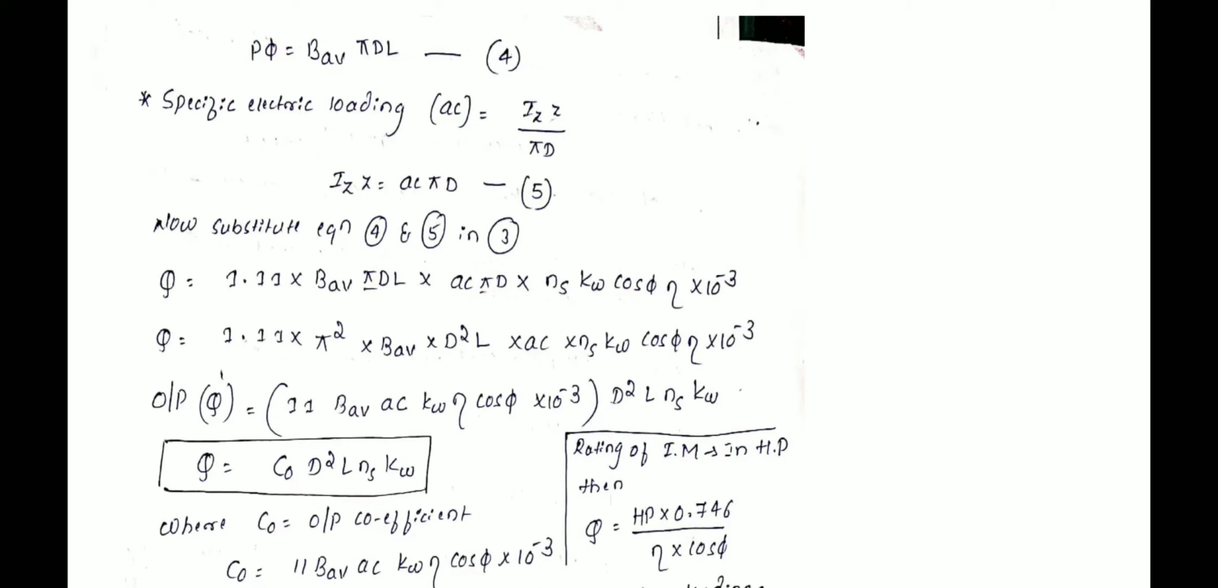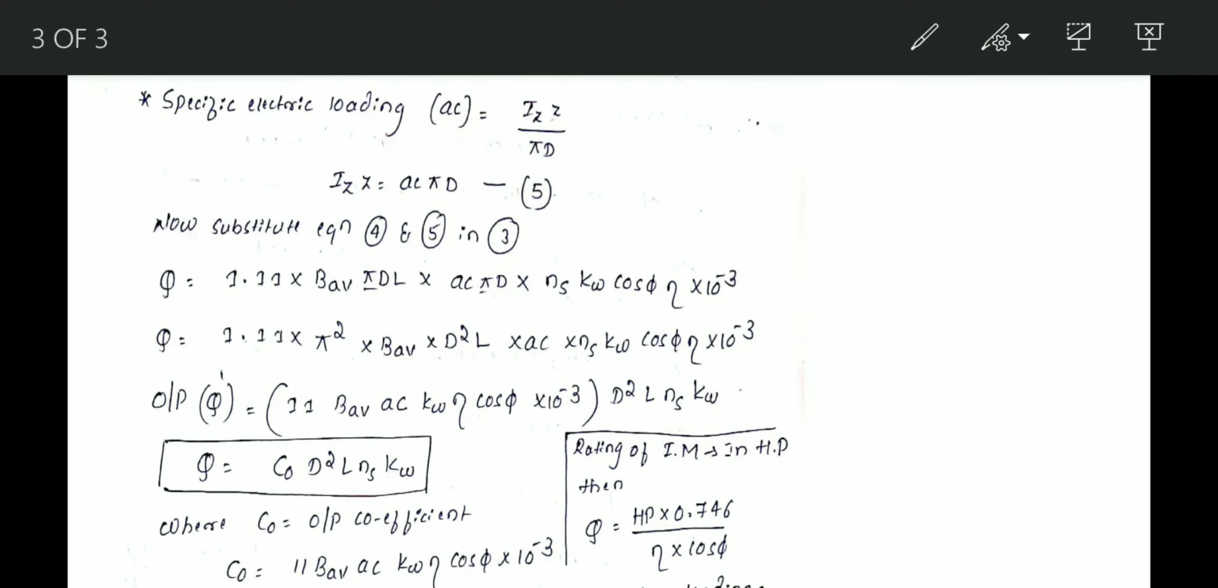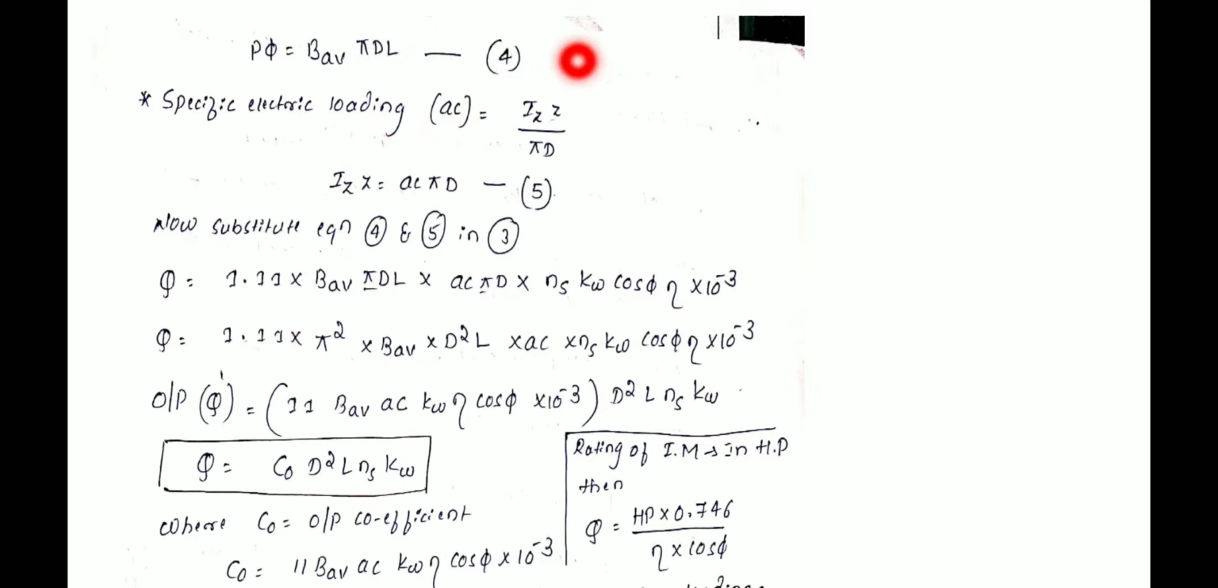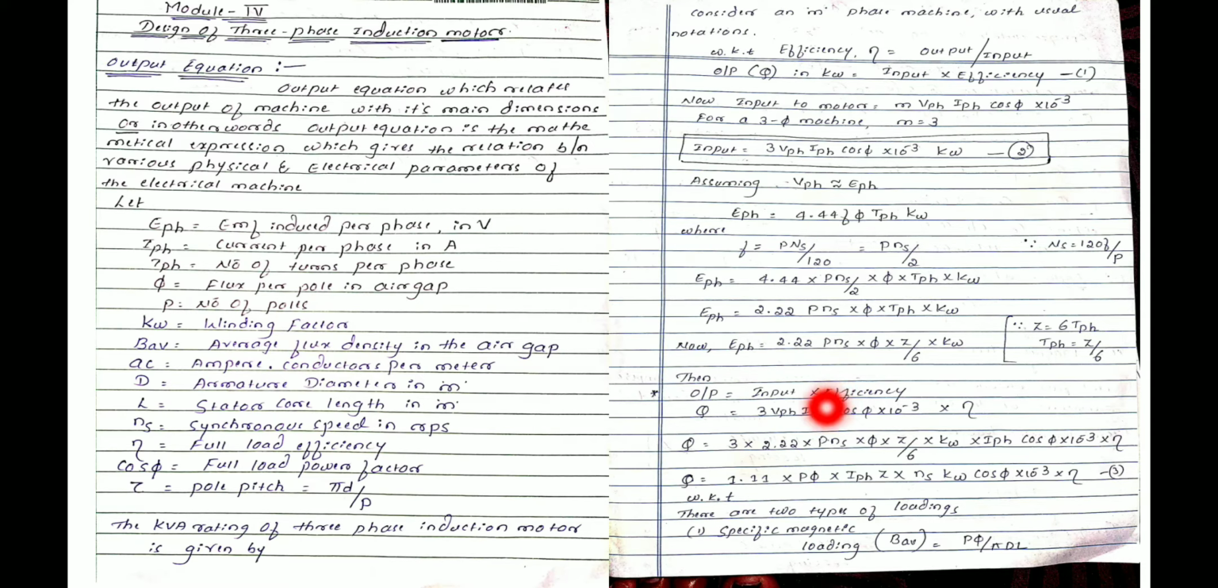Then one more loading is the specific electric loading, represented by AC. This is given by the equation already discussed in the previous session: Iz into Z divided by pi into D. So Iz into Z will be equal to AC into pi D. Call this equation 5. So now we got P pi as well as Iz into Z here.